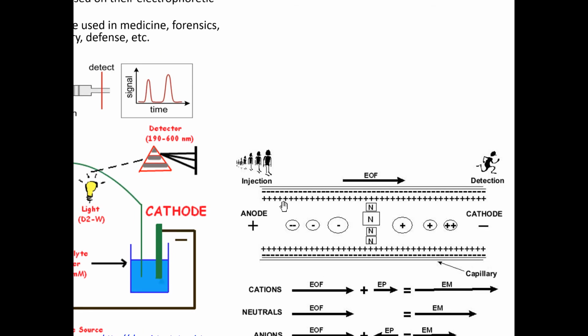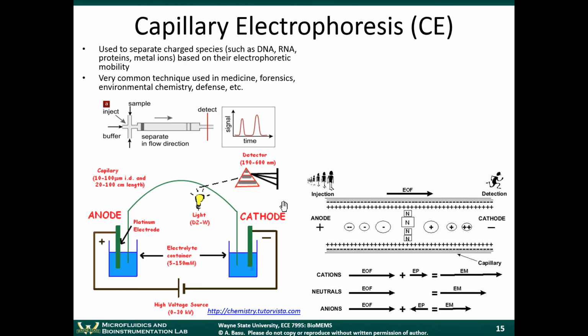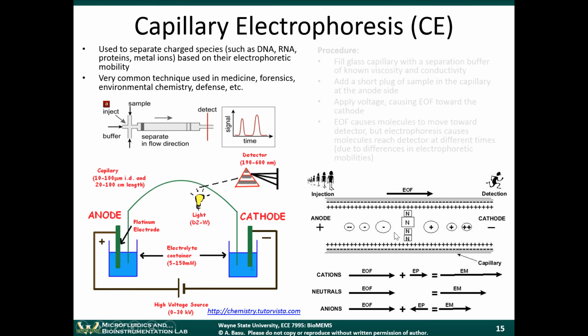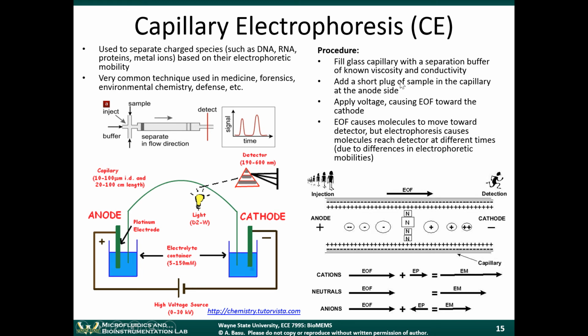Let's look a little bit more closely at that. So the procedure will be to first fill the glass capillary with a separation buffer of known viscosity and known conductivity. So you fill the capillary, then you add a short sample plug on the anode side, so you add it on this side. You apply voltage, and this causes electroosmotic flow towards the cathode. Electroosmotic flow, again, is a key part of electrophoresis. Electroosmotic flow goes from positive to negative.